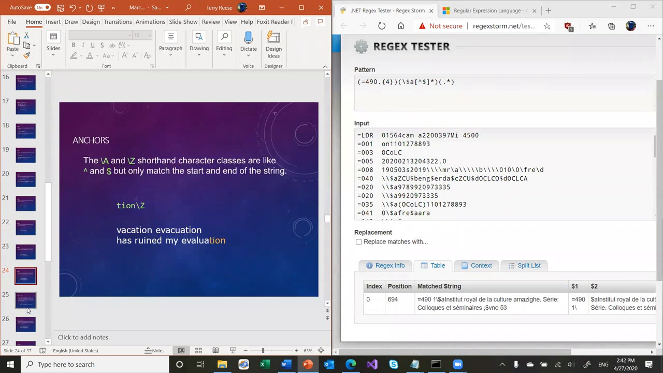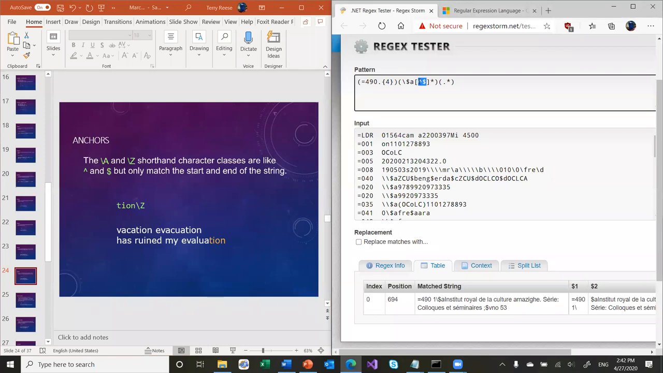Because the caret and the dollar sign can be used for so many different things within a regular expression. In fact, if we look right here, I've already used them inside of a group of character classes for something else.